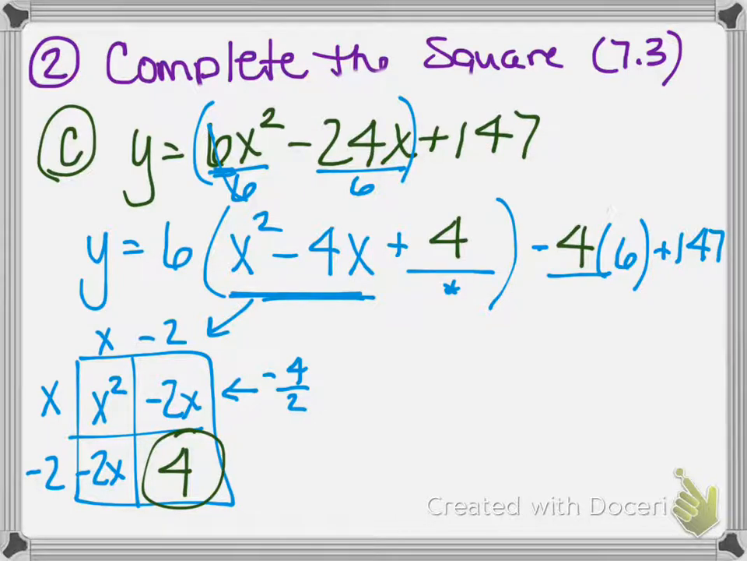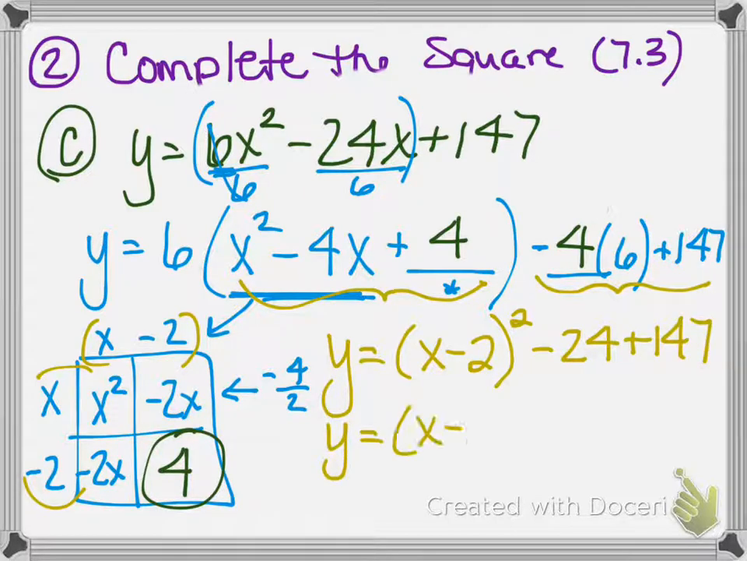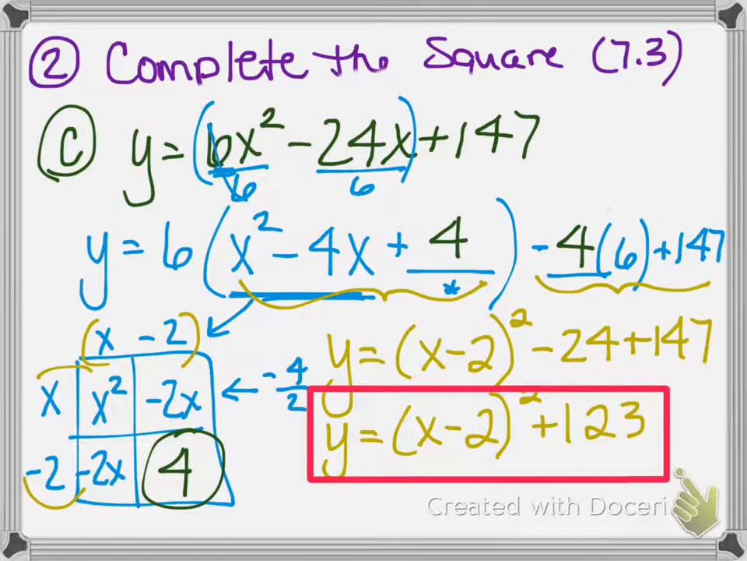So now to simplify, we have y equals, factored form from here is from the outside of my square, x minus 2 squared. Then I'm going to simplify this. I'm just going to do it in 2 steps. So -4 times 6 is -24, and then I have to add 147 to that. So y equals x minus 2 squared, and -24 plus 147 is a positive 123. So here is the vertex form of that equation.